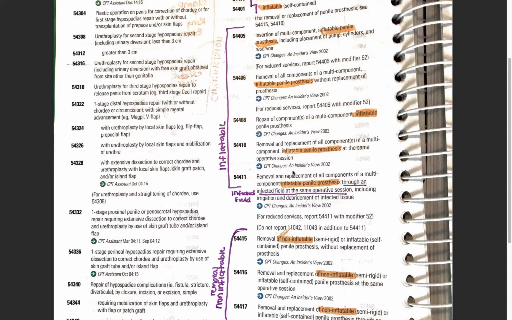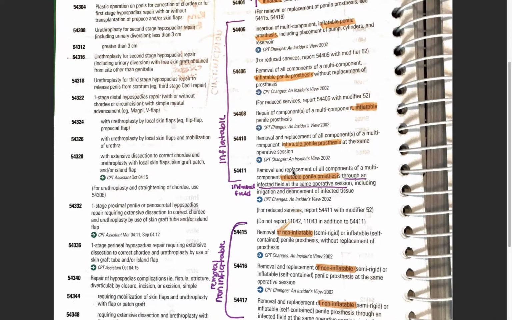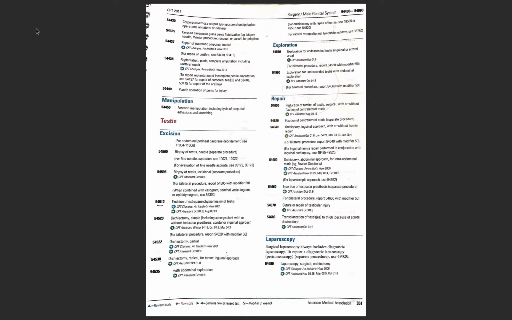54405 through 54417 are penile prosthesis procedures. They are coded based on inflatable or non-inflatable. I have these bracketed in those sections. Just like any other prosthesis, there is an insertion code, a removal code, a repair code, and a removal and replacement code. That's the end of the urinary and male genital system lecture. Make sure to study and take your exam.